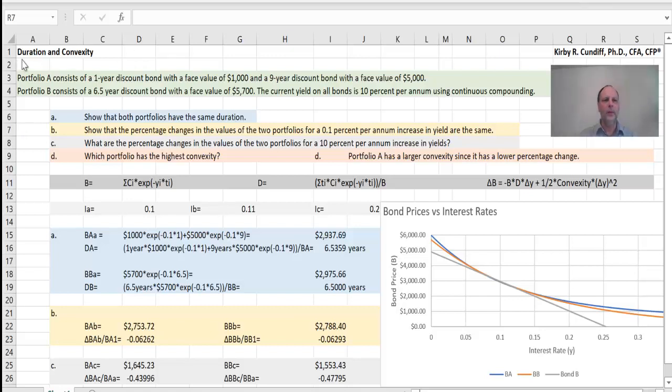In this video, we will discuss duration and convexity using a problem similar to one out of the excellent text Options, Futures, and Derivatives by John Hull.